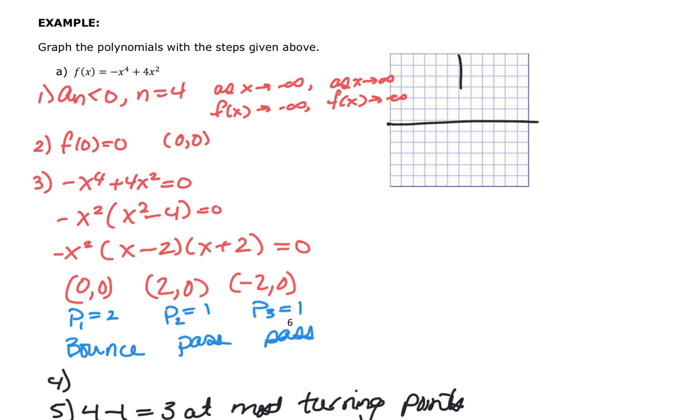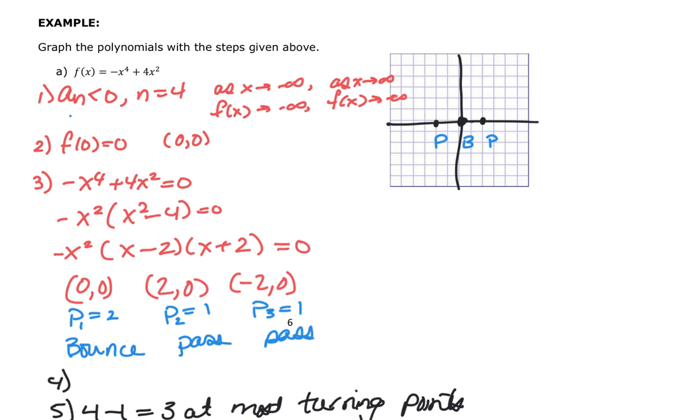Boom, boom. So I'm going to go through 0, 0, and I know I'm going to bounce. So I'm just going to put a little b there to remind myself I'm going to bounce there. I'm going to go through 2, so I'm going to go to positive 2, and I'm just going to put a little p for pass. And I also have negative 2, so I'm going to put in negative 2. And I'm also going to put a p for pass just to remind myself that I'm going to pass through those. I don't have to put that on the graph. That's just for me. That's just housekeeping purposes.